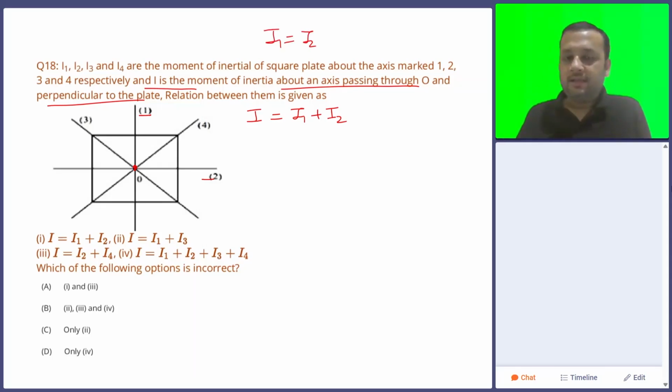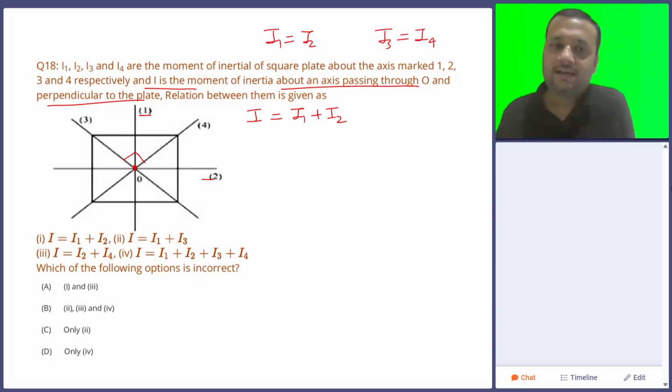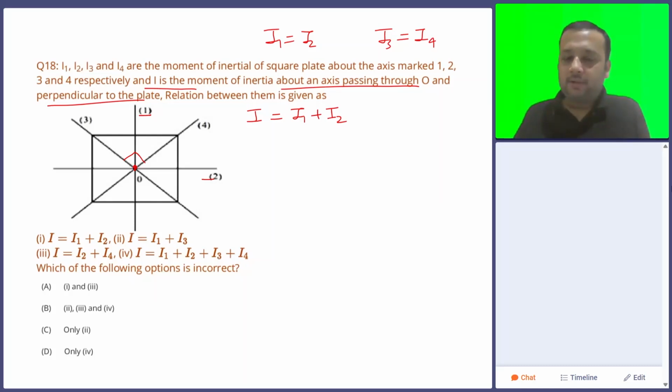Similarly, if you look at 3 and 4, they are the diagonals of the square plate, which are also perpendicular, and both bisect the square plate symmetrically. So we can say that I3 will be equal to I4. And if I apply the perpendicular axis theorem between I3, I4 and I, again I will be equal to I3 plus I4.